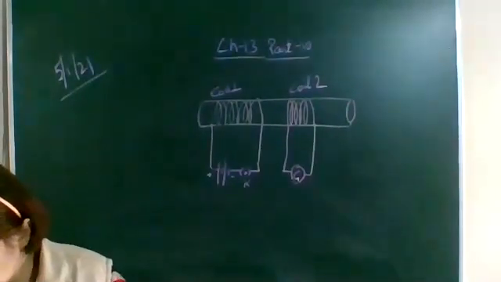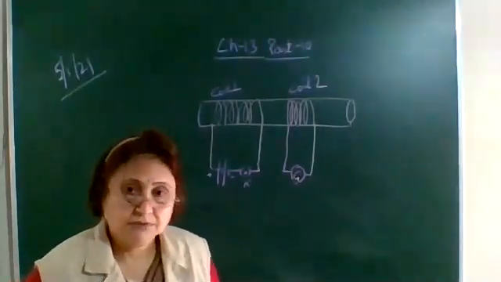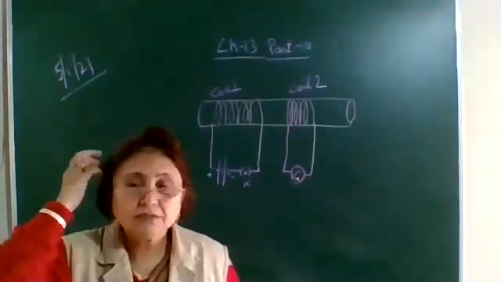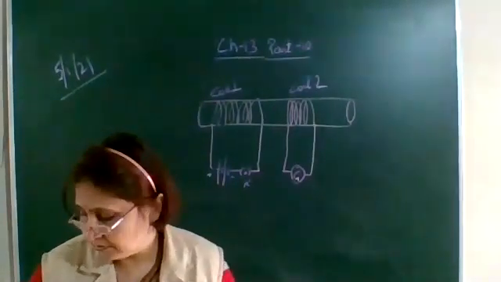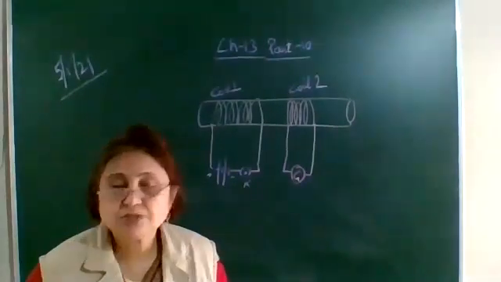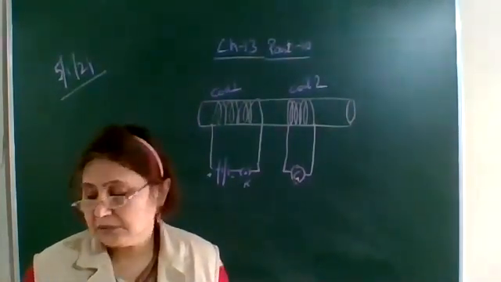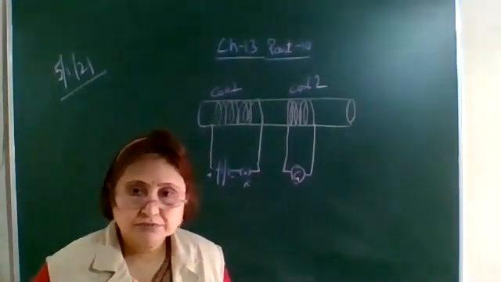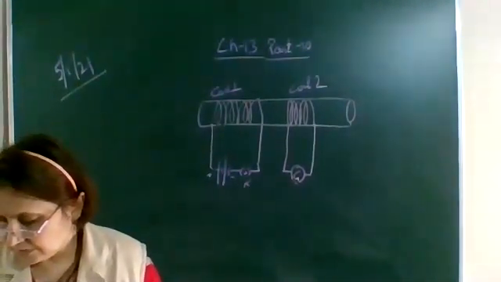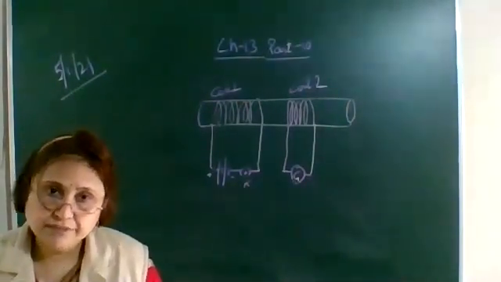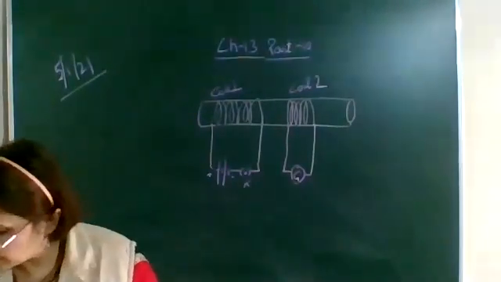Write one more question. Give an activity to show that current is produced in the secondary coil when the magnetic field lines around it change. So which activity will you give? This activity, which is 13.9.